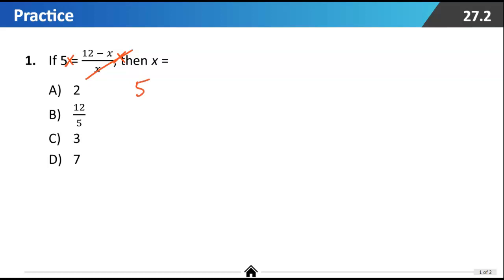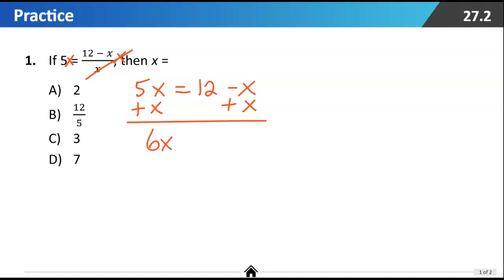We get 5x is equal to 12 minus x. Add an x to both sides. 6x is equal to 12. Divide by 6, x equals 2. We got our answer.